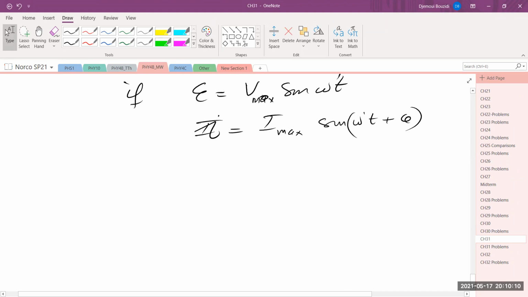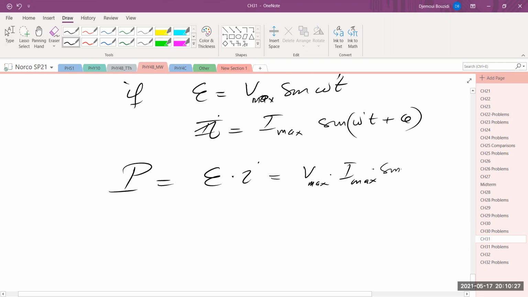Obviously, the power that is being drained, power P, is still true in this case. It's the EMF times the current. And this is going to be equal to Vmax times Imax and times the sine of omega prime t times sine of omega prime t plus phi.